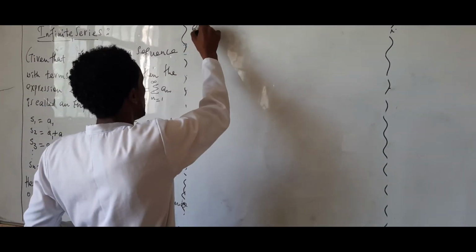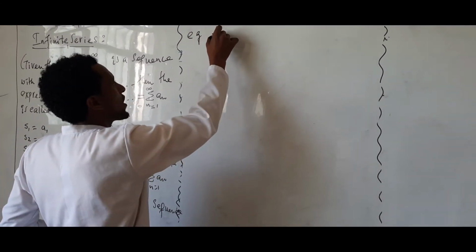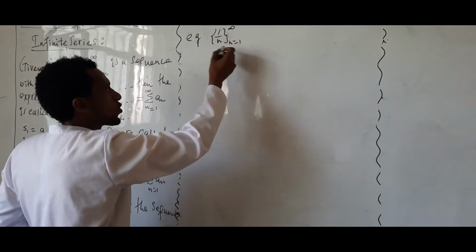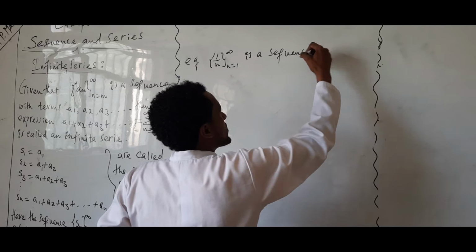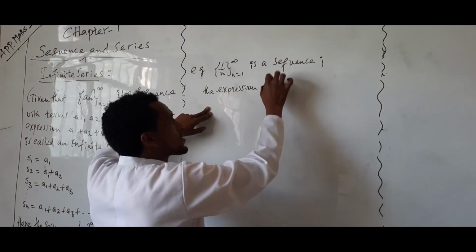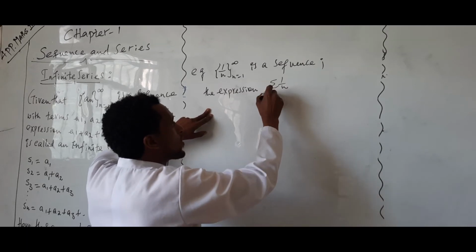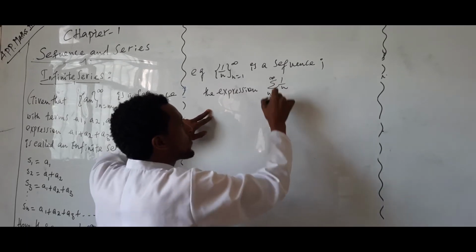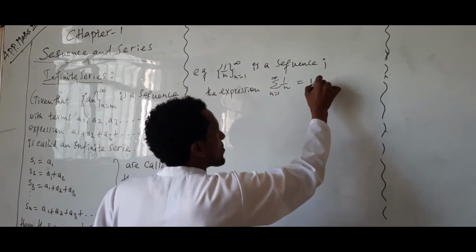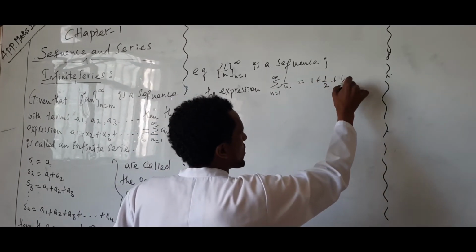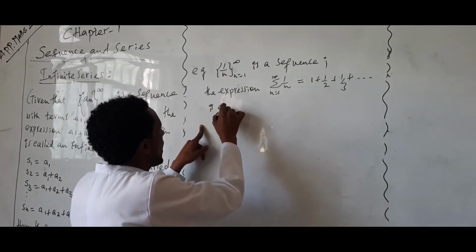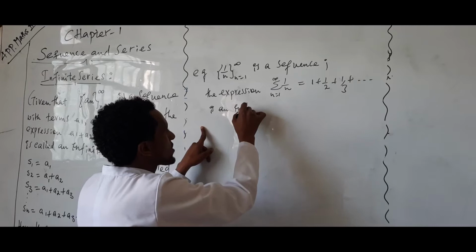As an example, if a_n is equal to 1 over n, n from 1 to infinity, is a sequence, the expression that is the sum of 1 over n when n is from 1 to infinity, that is equal to 1 plus 1 over 2 plus 1 over 3 plus and so on, is an infinite series.